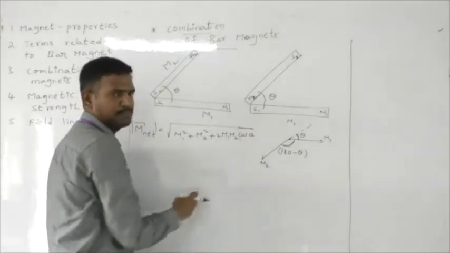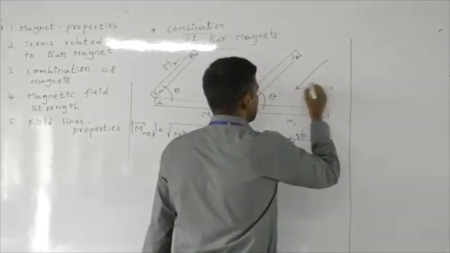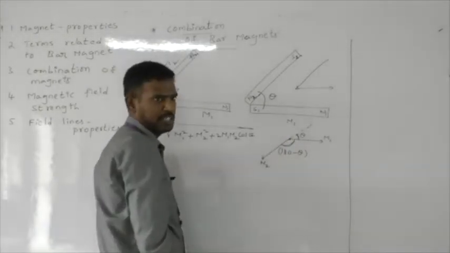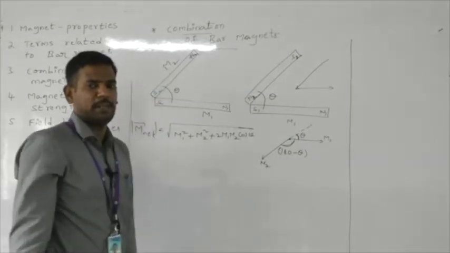And what about here? One is like this and another one is like this. They don't have the same origin. So here I try to get the same origin so that I have the angle between the two magnetic moments as 180 minus theta.